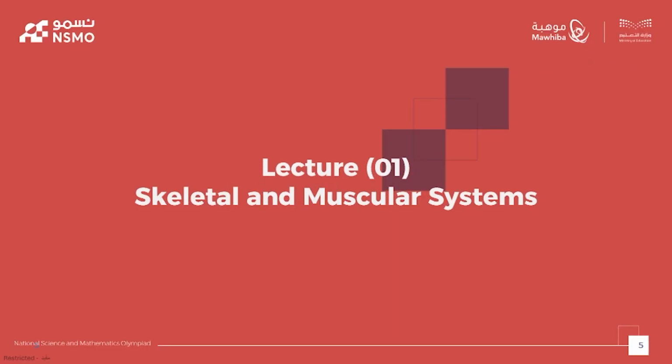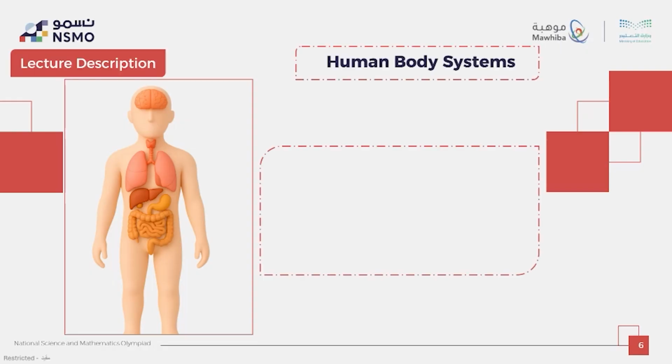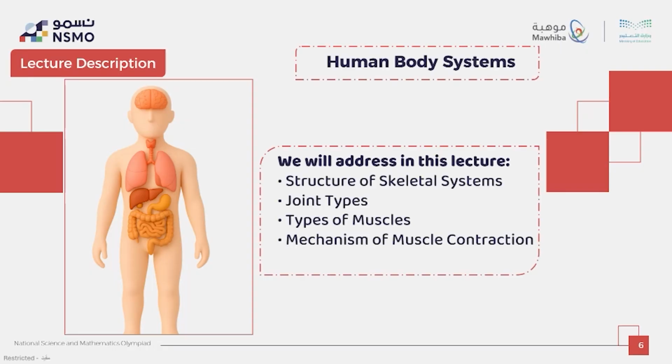This lecture explains how the skeletal system provides support and protection, while the muscular system enables precise movement and balance. Let's move on to the lecture description. Today we will cover skeletal structure, joint types, muscle types, and the mechanism of muscle contraction. Understanding the relationship between bone, joint, and muscle is essential for movement.